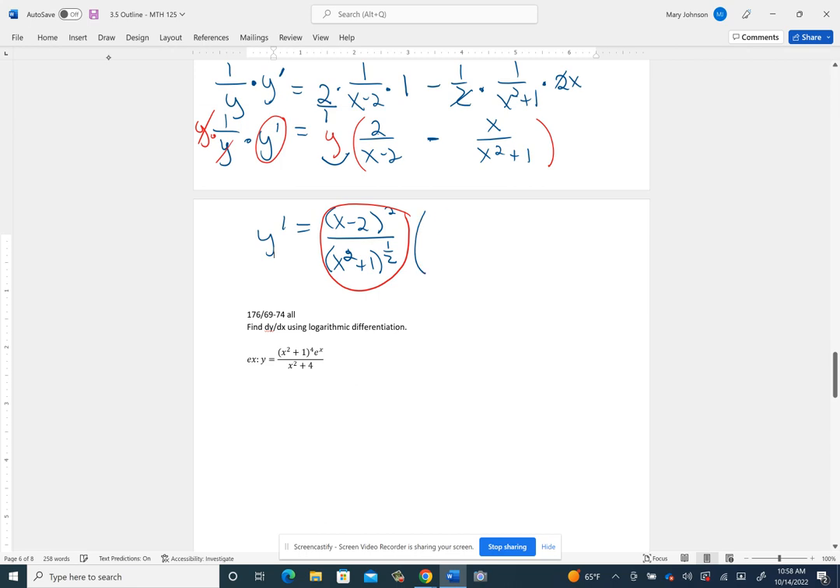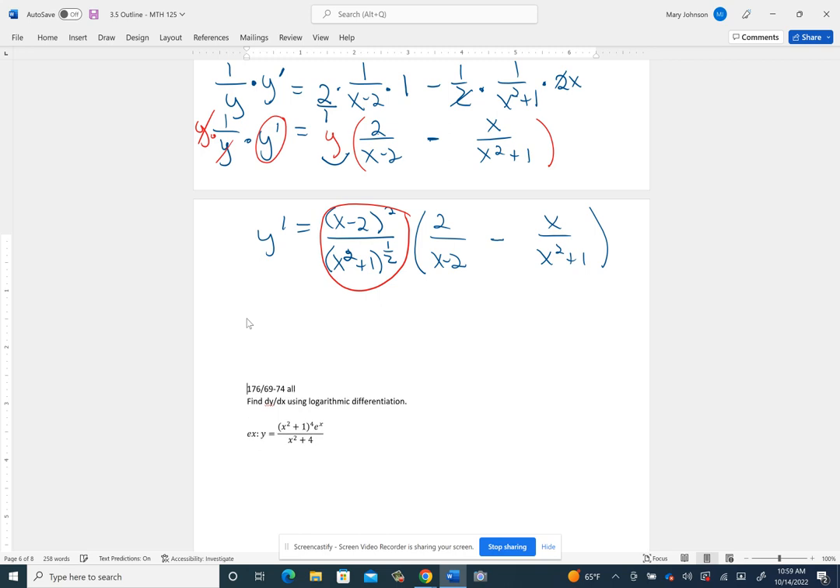On the right-hand side, I still have 2 over x minus 2 minus x over x squared plus 1. Let me spread that out a little more because of what I know I'm about to do. Okay, and it has a minus in there. So now, what I'll allow you to do is stop right there, getting y prime by itself and having everything else on this side. And there can sometimes be several of these terms, so it can be a challenge to get them fully simplified. But I'm going to go ahead and show you what you would do.